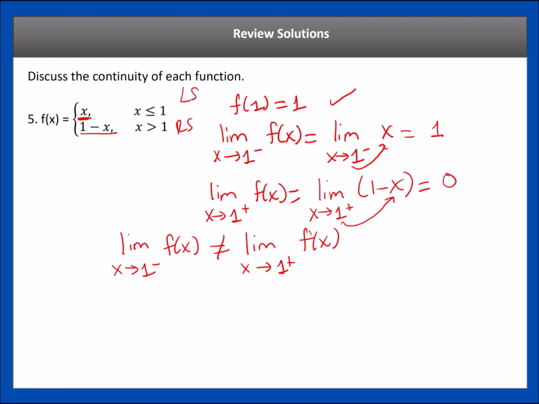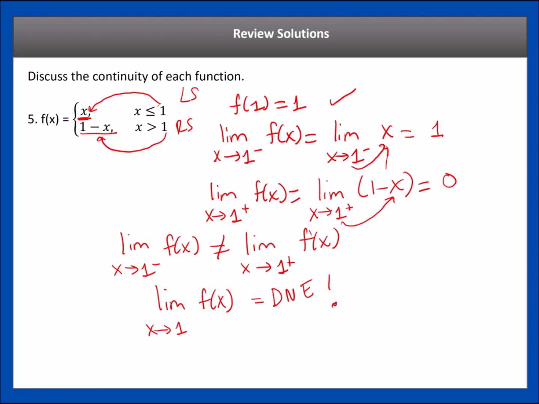We can just leave it like that. I don't want you to confuse the whole x and 1 minus x thing. I just want you to know that if it's from the right side, you plug it into this, and if it's on the left side, you plug it into that function. That's really what I want to mention. But the limits do not agree. You get 1 for one and 0 for the other. Therefore, the limit as x approaches 1 of f of x, the two-sided limit, does not exist. That's telling us that we have a jump discontinuity.